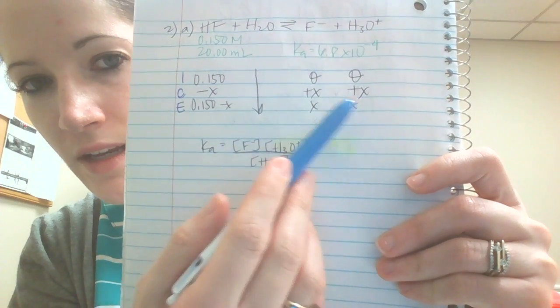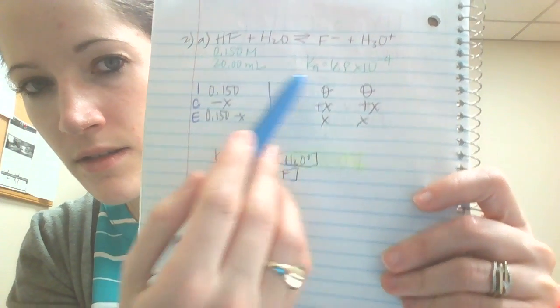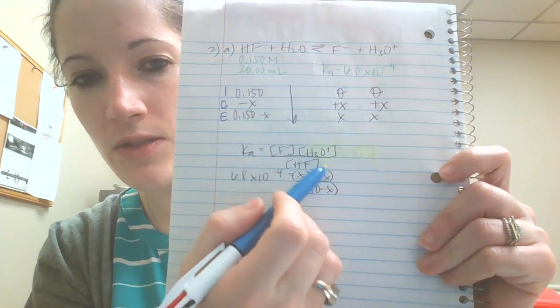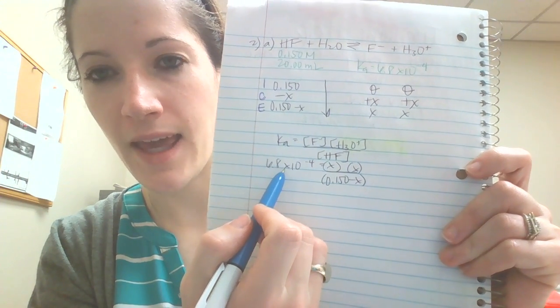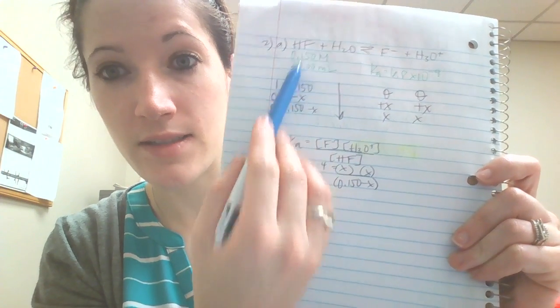And if I write my Ka expression, it's still products over reactants. And I have everything I need for this expression to where x is my only unknown. And unfortunately, this problem does not assume the 5% rule, meaning you have to do the quadratic. Okay. So I plug everything in, you end up getting x squared on top, 0.15 minus x on the bottom, set equal to my Ka value. I don't have to use Kb, it's an acid, so I get to use my Ka.